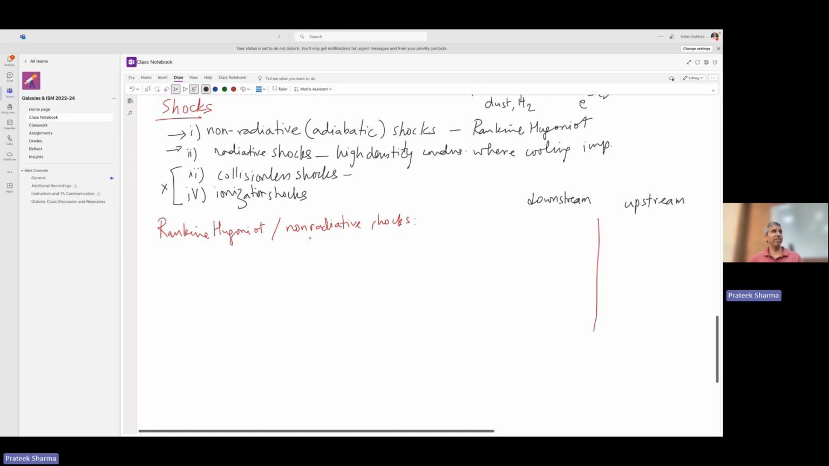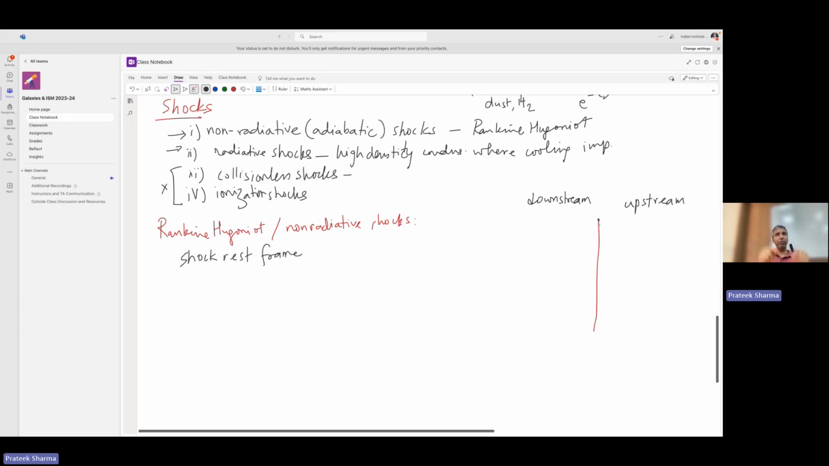So a lot of these calculations are done in the shock rest frame. The shock rest frame is the frame which is moving with this discontinuity. So in the lab frame, for example, in a supernova explosion, the supernova forward shock moves in the interstellar medium. In the lab frame, which is the frame in which the ISM is at rest, the shock is actually moving.